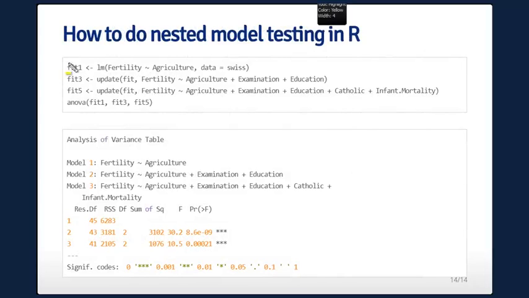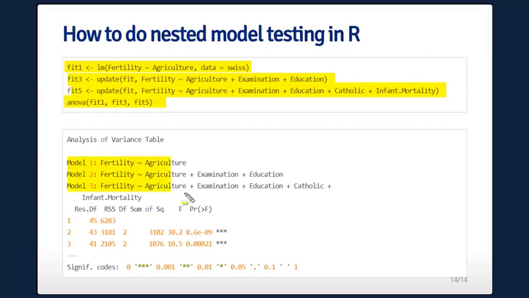So at any rate, if you want to do a nested model search, take as an example, I'm interested in this agriculture coefficient, but I want to know whether or not I need to include the educational covariates as a group, and then whether I need to include these other covariates, Catholic and infant mortality, as a group. If you just fit all three models, and the update function just says keep everything the same except in this case the model, then the ANOVA function will create this series of likelihood ratio tests for you.